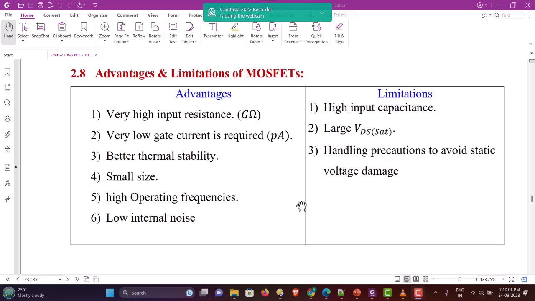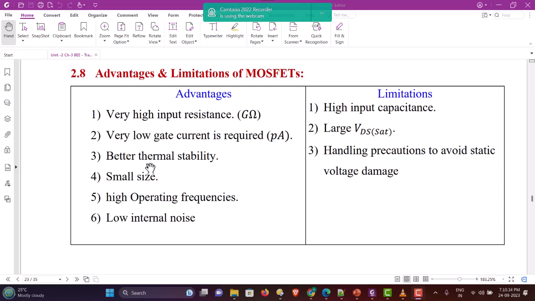MOSFETs have very high input resistance. It is obvious because between gate and source there is an insulation layer, and the insulation layer has high resistance, no doubt. Very low gate current. Obviously, the large resistance of insulation makes current very small or zero. They have better thermal stability.